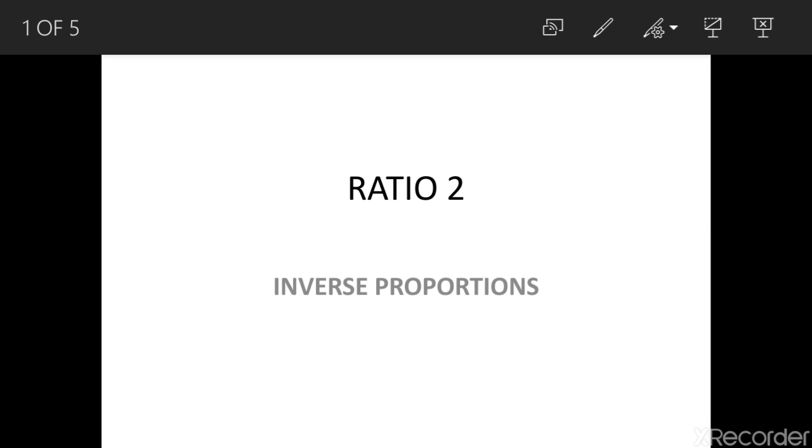Today you are going to learn ratio, second part. That means inverse proportions. Okay, let us see what inverse proportions mean.